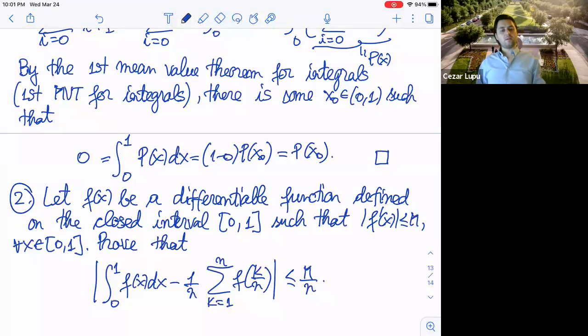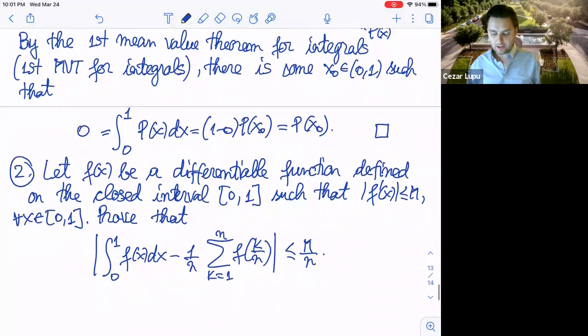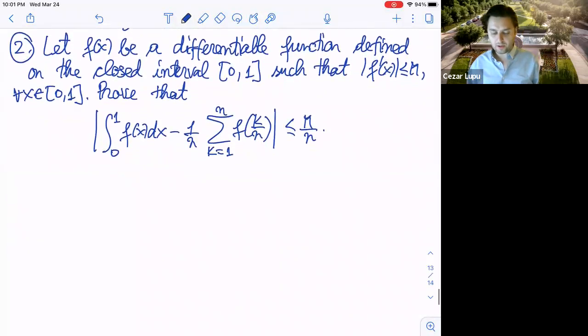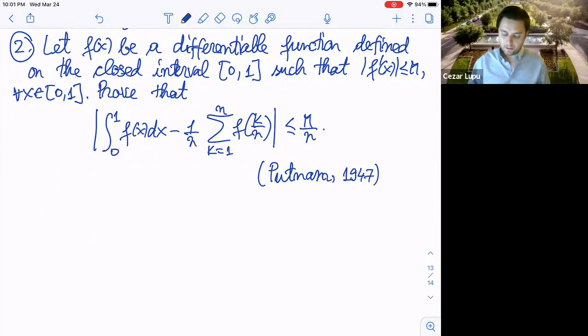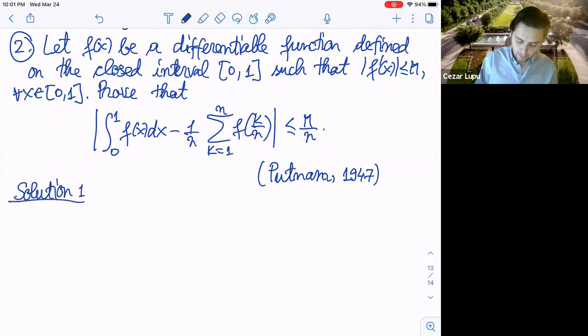And in fact, I would like to say right from the start that this bound is quite weak. We will see that we can replace this by M over 2n, but this is how it was stated in the Putnam. So this was a Putnam, I think it was 1947. All right, and now I'll show you the first solution, the official solution. So solution 1.